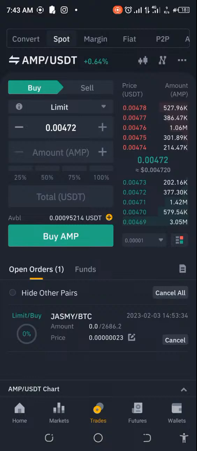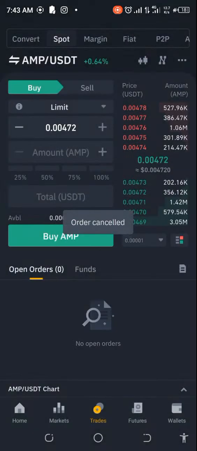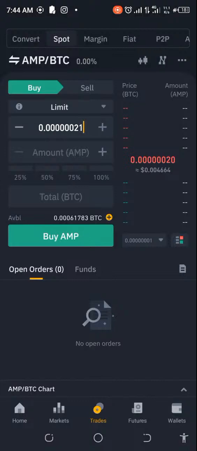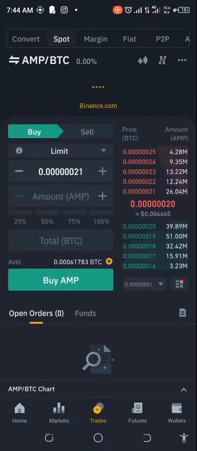Okay, so what I'm going to do first and foremost is cancel this trade. Once I cancel that, it releases back my BTC, and then I go ahead and do this for BTC. Let's hope that this works.